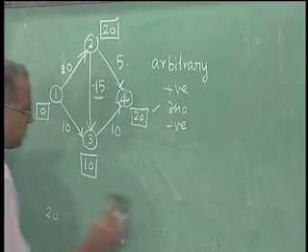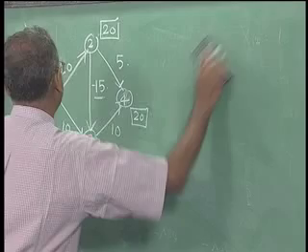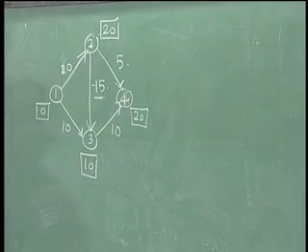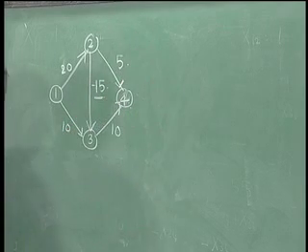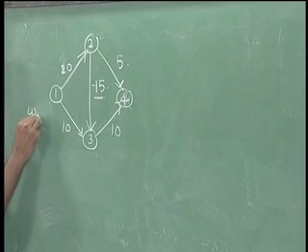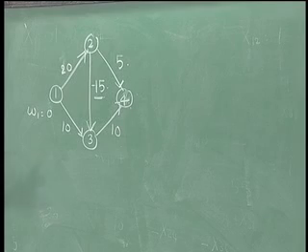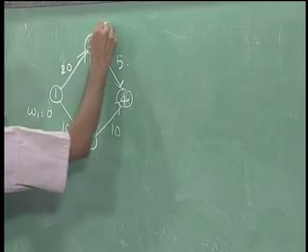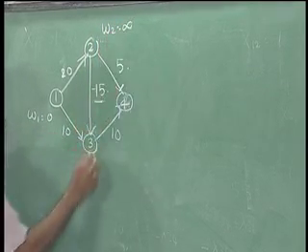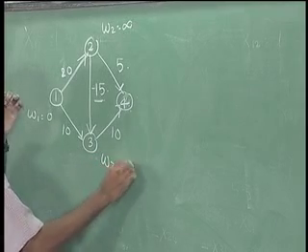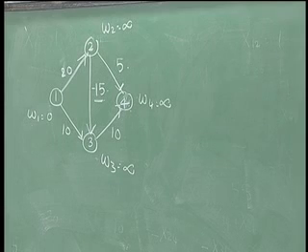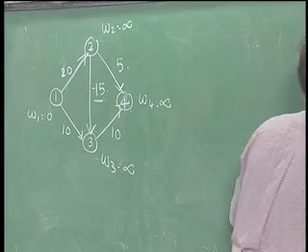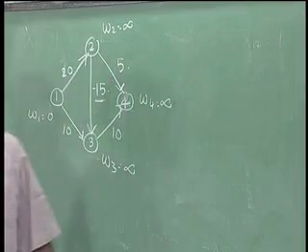So what we do there is this. We would first start with, now instead of these labels, let me simply call them W1. 1 being the source, we call this W1 equal to 0. We will have W2 equal to infinity, W3 equal to infinity, and W4 equal to infinity. Now what is the dual of the shortest path problem? The dual of the shortest path problem is Wi minus Wj is less than or equal to Cij.